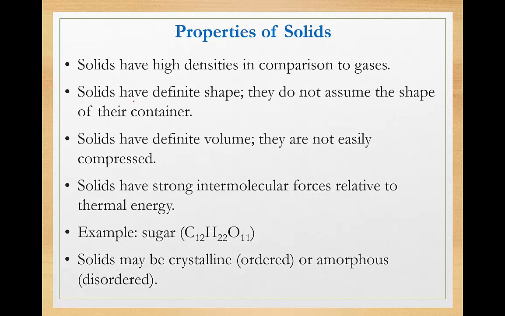Solids have high densities compared to gases. They have definite shapes and definite volumes. They're not easily compressed. They don't assume the shape of their container. You can measure them. They have strong intermolecular forces relative to the amount of thermal energy in them. An example of that would be, say, a sugar cube. Solids can be crystalline in an ordered shape. So for instance, if you've ever looked at tiny little crystals of table salt, you know that they form little cubes, or they can be an amorphous solid, just in a disordered mass.